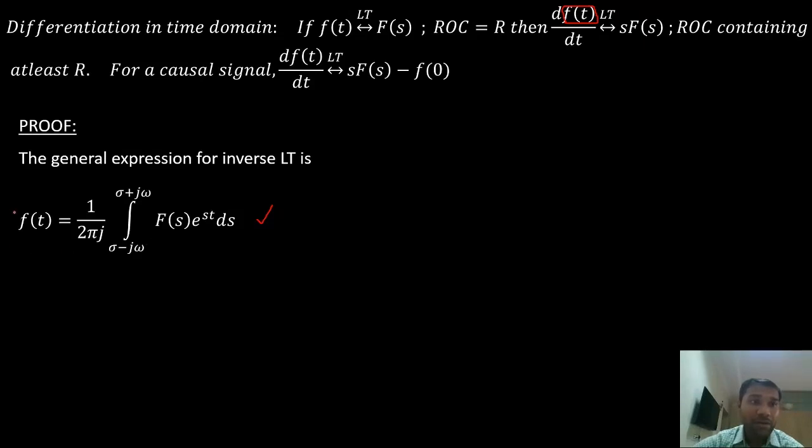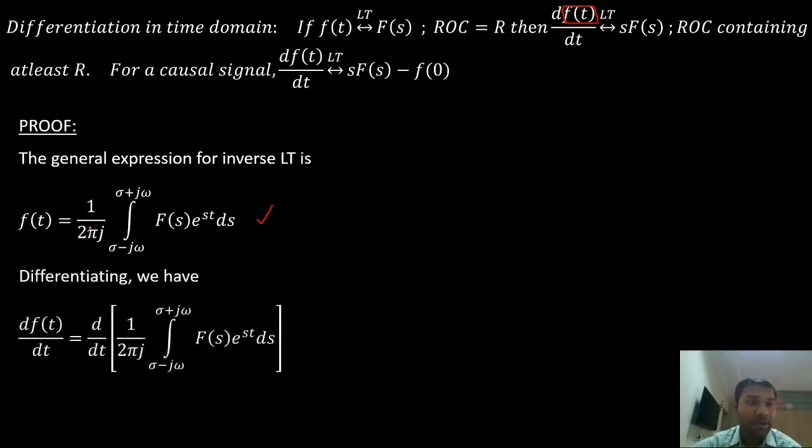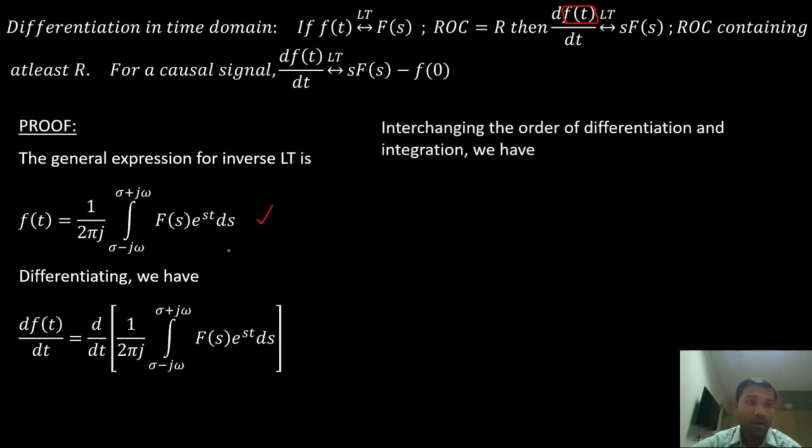So now I will differentiate on the left hand side and the right hand side. What happens? d by dt of f of t equals d by dt of the entire term on the right side. So what will happen now? Now I will try to interchange the order of integration and differentiation. I can interchange the integration and differentiation orders.